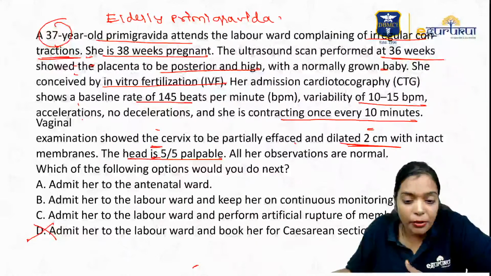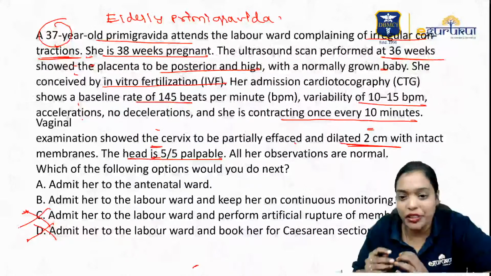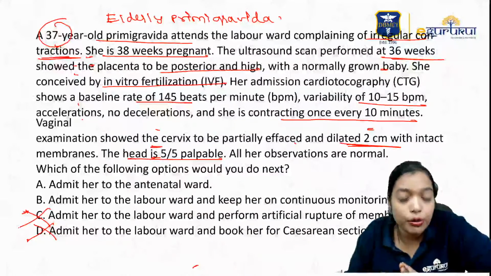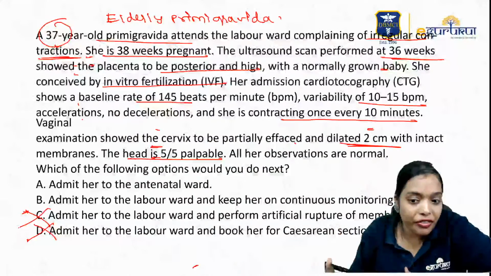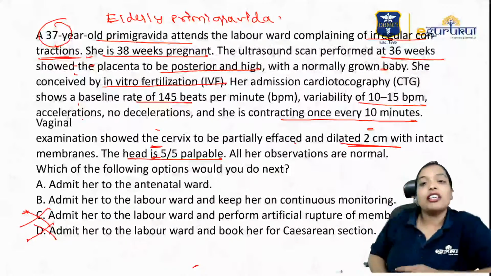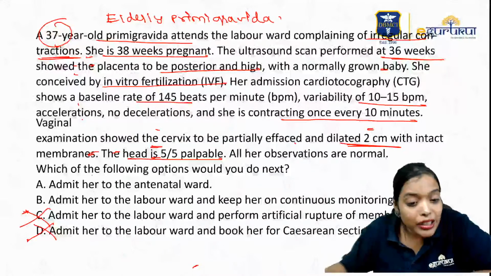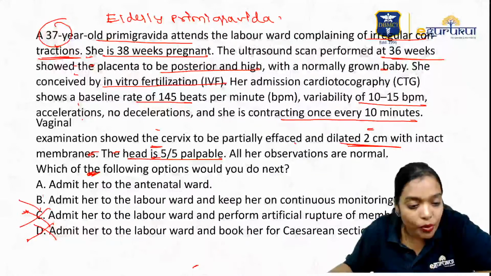Admit her to labor ward and perform ARM? Absolutely no. You will never perform ARM when she's 2 centimeters with bad. ARM should be used only for augmentation, not for induction. Continuous fetal monitoring means continuously you're keeping the CTG. So that is also not required. But you can just admit her to the antenatal ward.